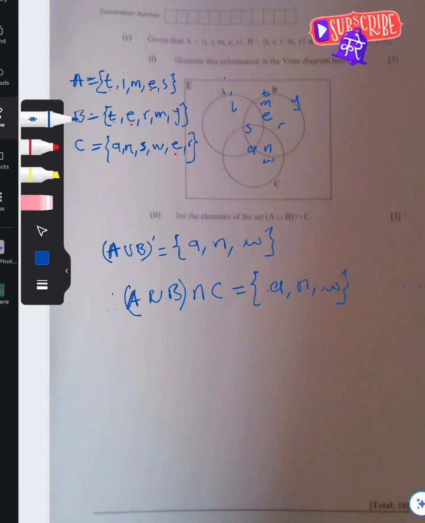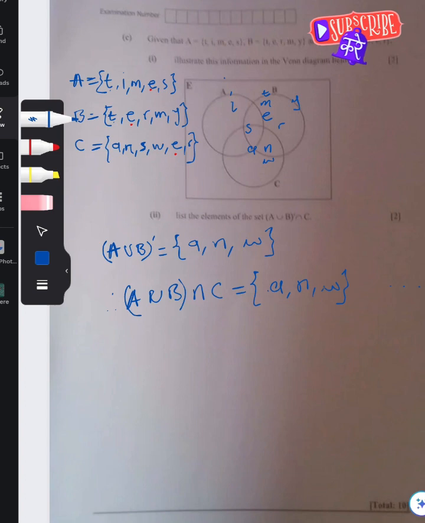The next question is on sets. So this question in my question paper, it is not very clear as in appearance. So in case I miss on the letters, you can just correct them. So I'm assuming that A is TIMES, then B is TERMY, and C is ANSWER. Now illustrate this information in the Venn diagram.